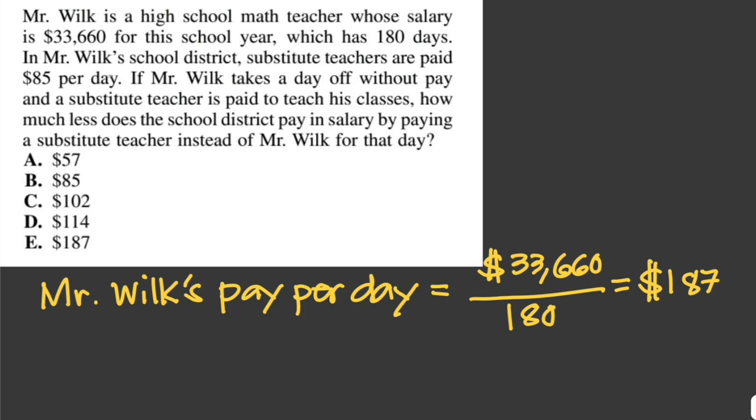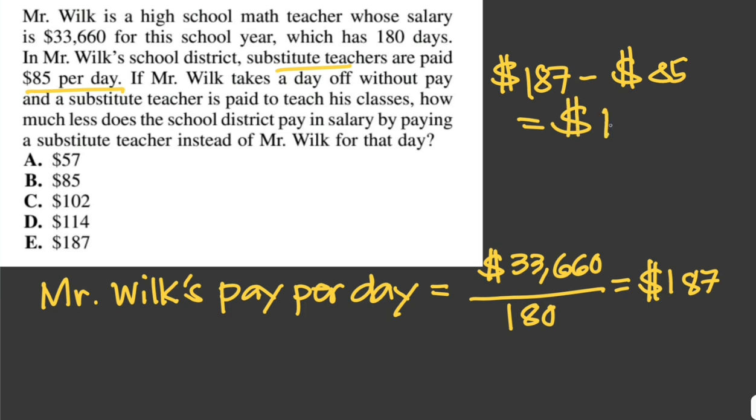And it's stated here that when Mr. Wilk takes a day off without pay, the school pays a substitute teacher $85 per day. So we just have to subtract $85 from Mr. Wilk's pay per day. That is $187 minus $85, which is equal to $102. Therefore, the school district saves the difference of Mr. Wilk's salary and the substitute teacher's salary, and that is equal to $102. The answer here is letter C.